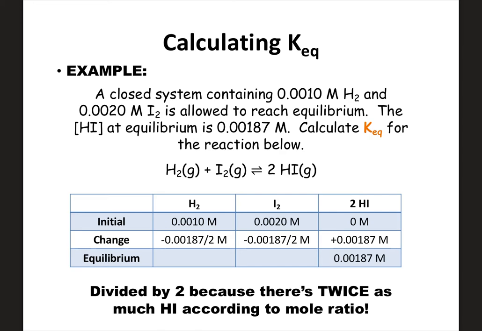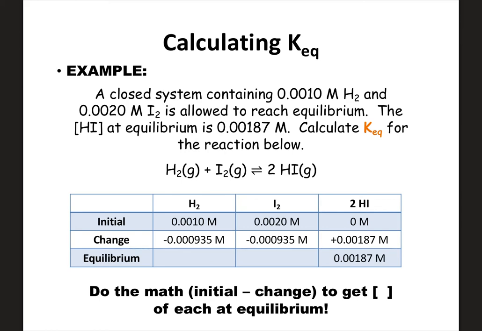Again, I told you this was a logic and math version of an equilibrium problem, so you do have to think a little bit here. Now we know the change for each of the reactants. I just did the math here. I did the 0.00187 divided by 2 for each of these, and that's what I got.